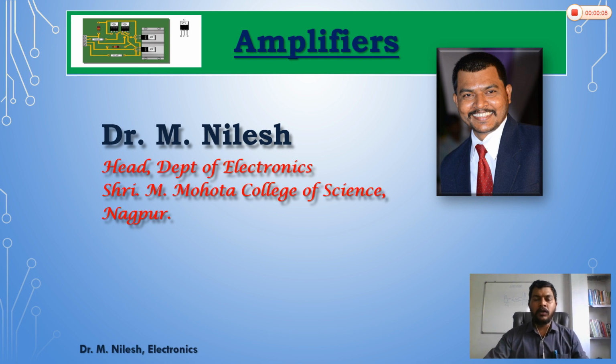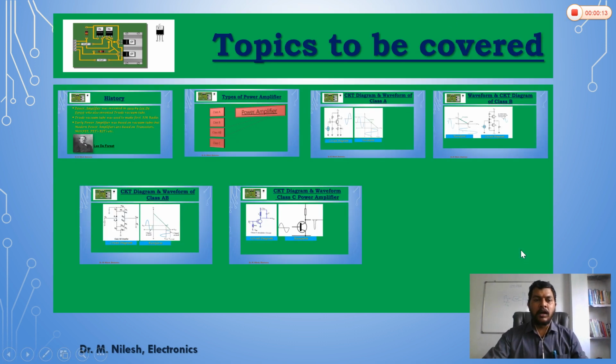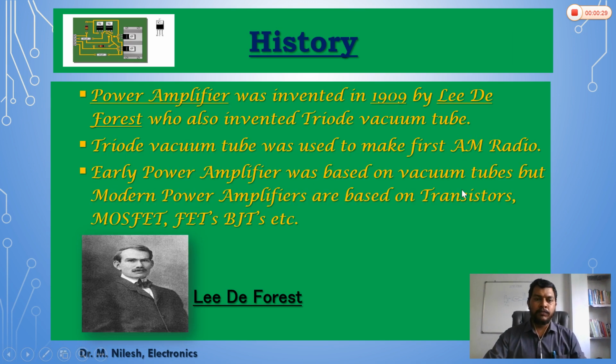In this, we are going to explore more about the power amplifiers. Now, the topics that are being covered in this are the brief history of the power amplifiers, classification of power amplifiers, circuit diagram and waveform of class A, class B, class C, class AB power amplifiers. So, the first is the brief history of power amplifiers.